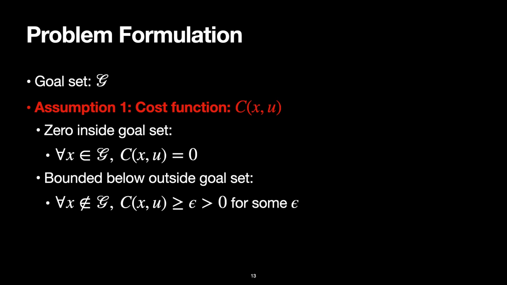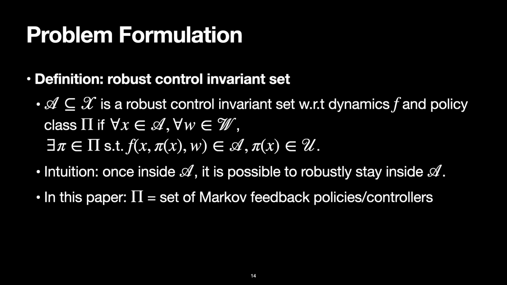This value can be arbitrarily small and still provide the same theoretical properties, but the rate of convergence to the goal set may be slower in theory if it is smaller. We will require the goal set to be robust, control invariant. For a dynamical system F and policy class pi, a set is robust, control invariant if there exists a policy in pi that can robustly keep the system in the set for any state in the set. This also implies that if one is already in the set, it is possible to stay in the set forever.